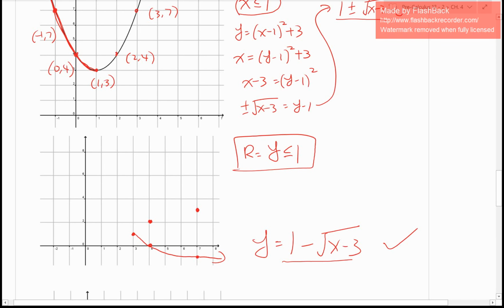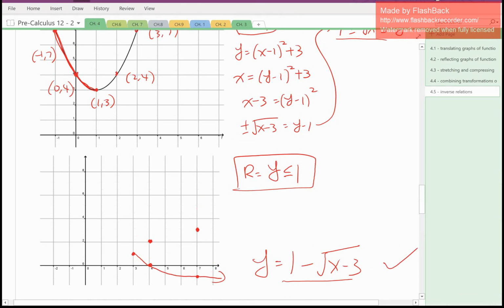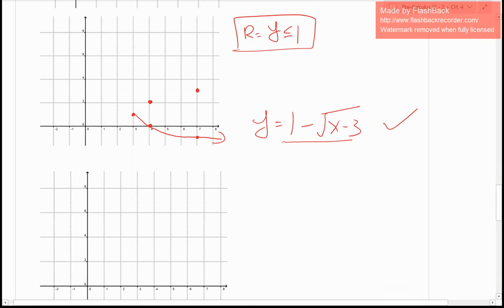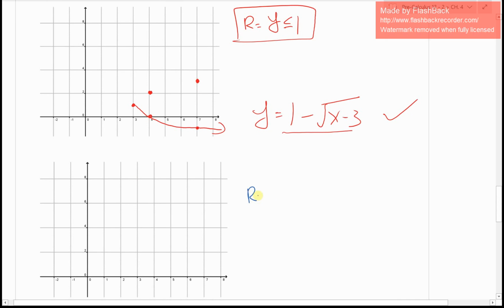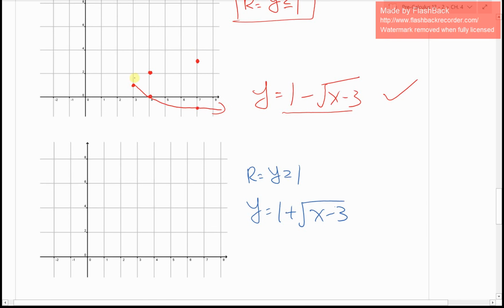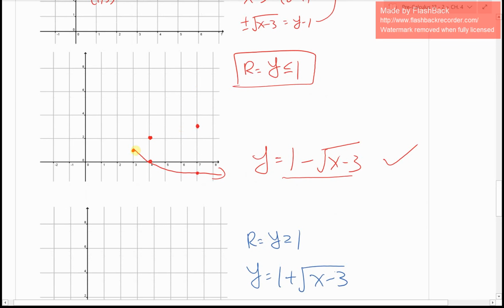Okay, so you could probably guess then. The second way that we can restrict the domain would be if x is greater than or equal to 1. In that case, the range would have to be greater than or equal to 1. And this would be the equation that we just had, which is 1 plus the square root of x minus 3. And the points would just be these three right here. So you know what, I'll just draw it on top right here. So that would be this portion. Okay, that would be that portion. Hopefully that makes sense to you.